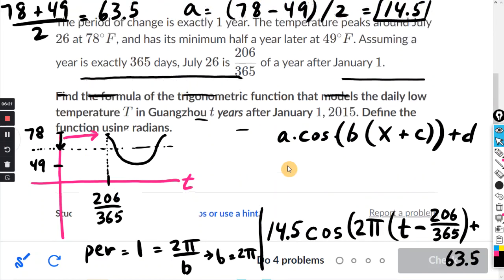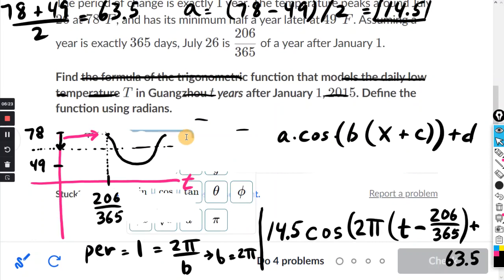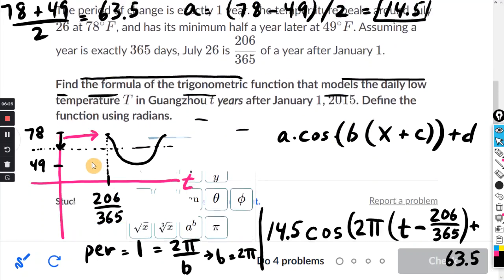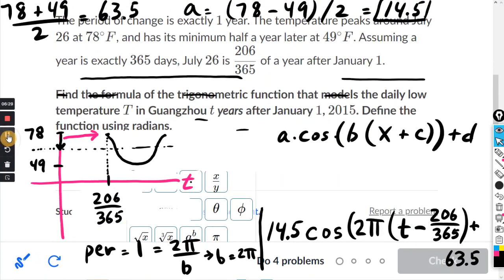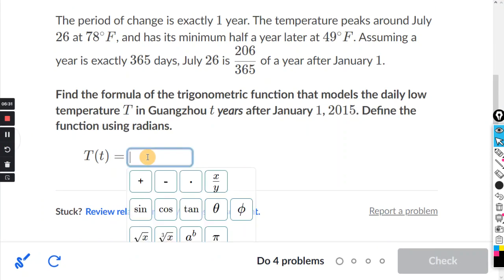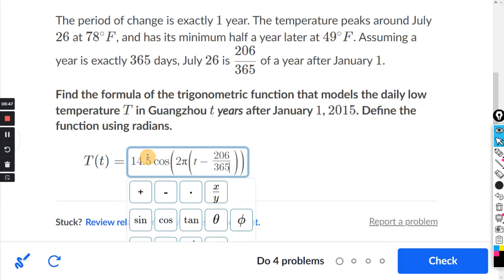And if I can pull up the box here. All right, I'm going to have to erase some of this stuff. All right, so in the box we have 14.5 cosine, parentheses, 2 pi, parentheses, t minus 206 slash 365, and go outside parentheses, plus 63.5. So that's it.